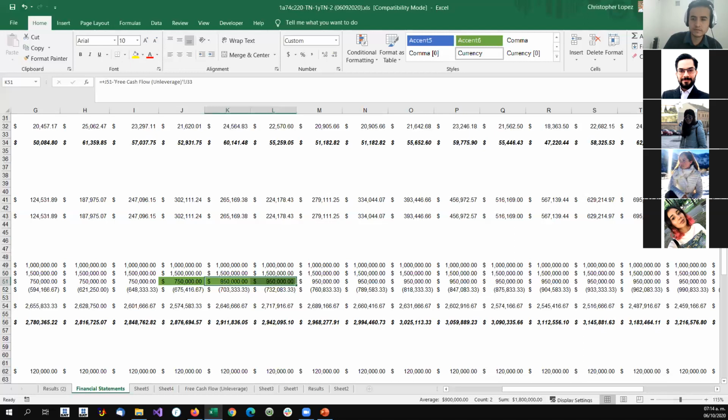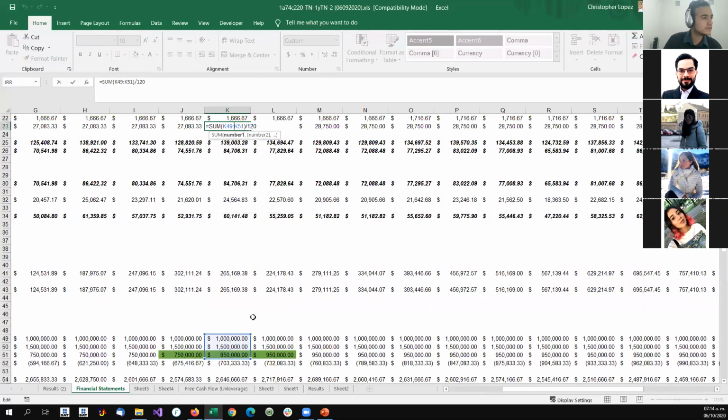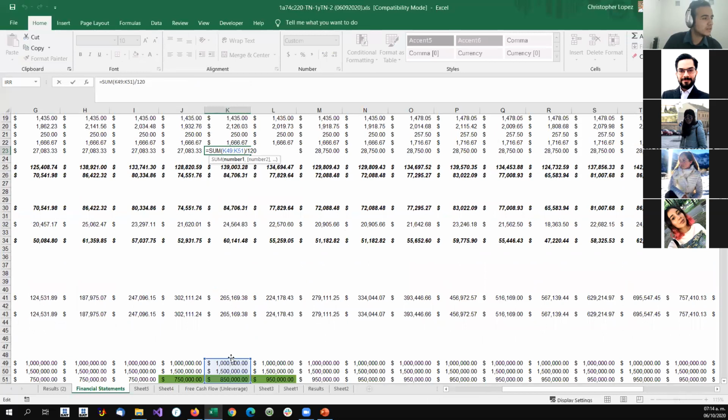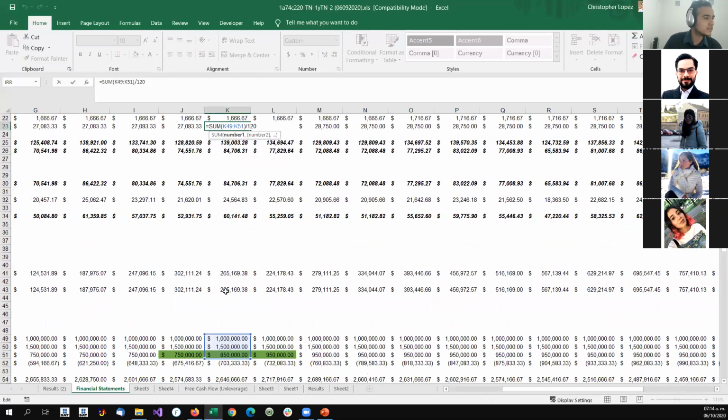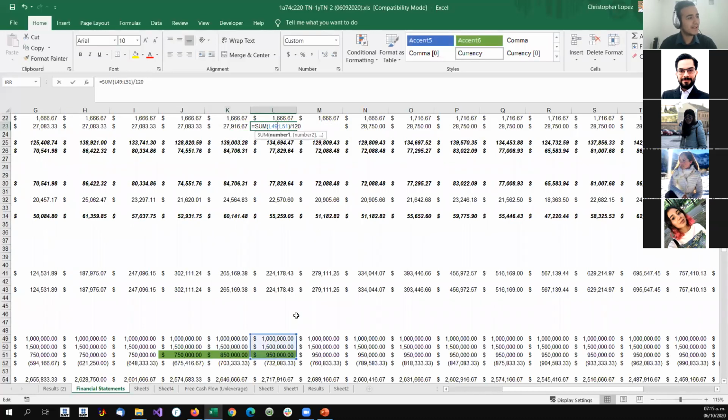Teacher, could you repeat how to calculate the depreciation? Show you the depreciation? Yes. You're watching my screen, right? Okay. So you just have to add up all the assets of the month, and then divide it by 120. And we are going to apply it at the same month that you are doing the increase on assets.